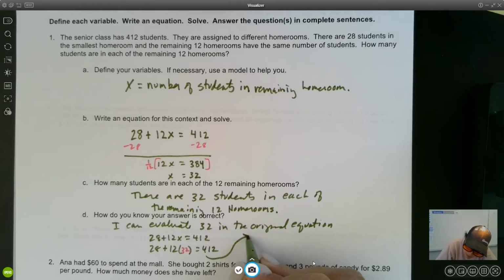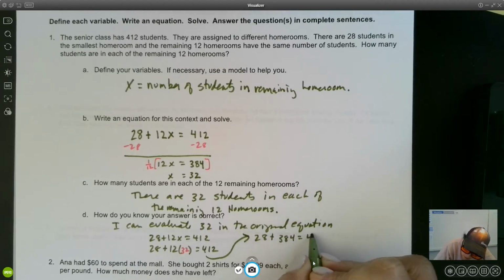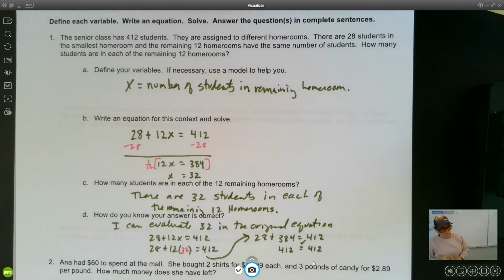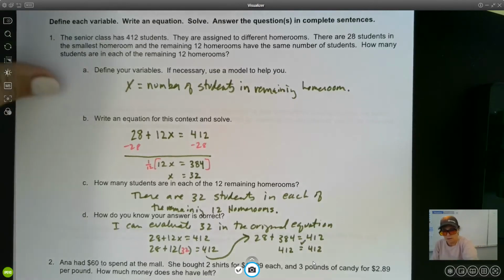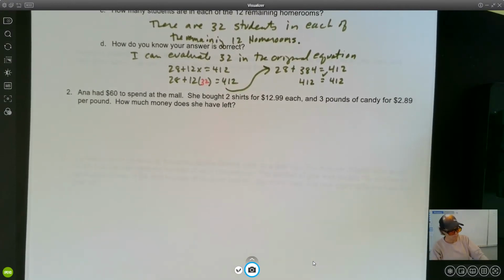Let's come over here. I'm out of space. 28 plus, what does that come up to be? 384 equal 412. 28 plus 384 is 412. So 412 equals 412. So that one kind of scaffolded the way that you are to do these problems, A, B, C, D. All right, we're going to apply that same process with number 2.